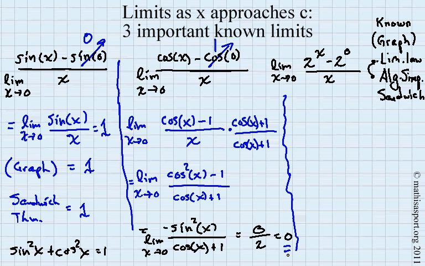Now let's turn to this last one. 2 to the x minus 2 to the 0 over x. Obviously not a known limit yet. And let's try graphing it.